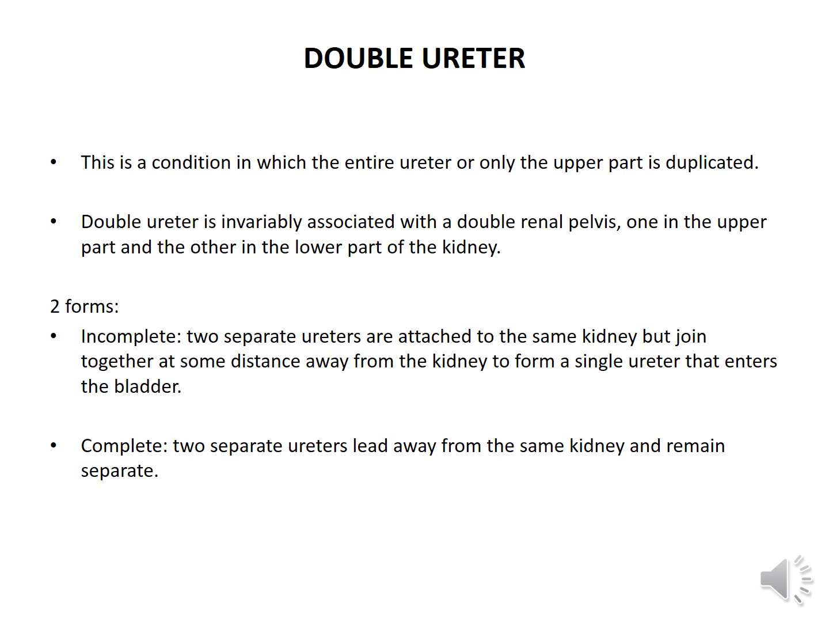Now moving on to the second congenital anomaly, that is double ureter. Double ureter is a condition in which the entire ureter or only the upper part of the ureter is duplicated.